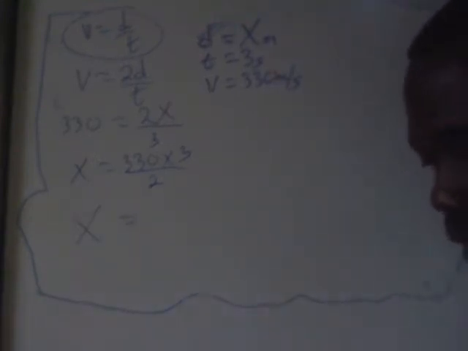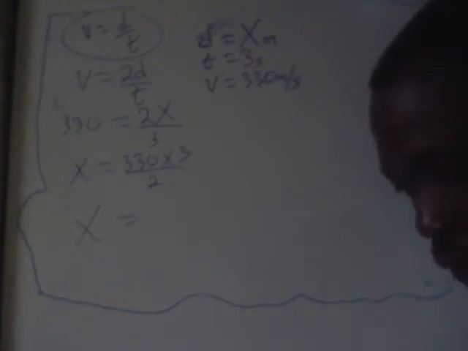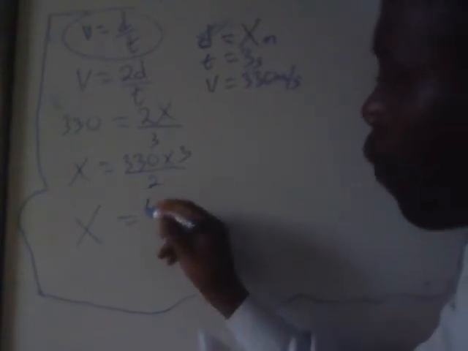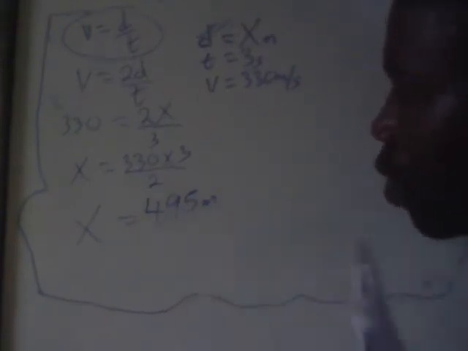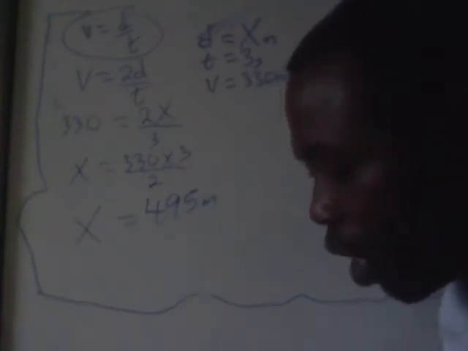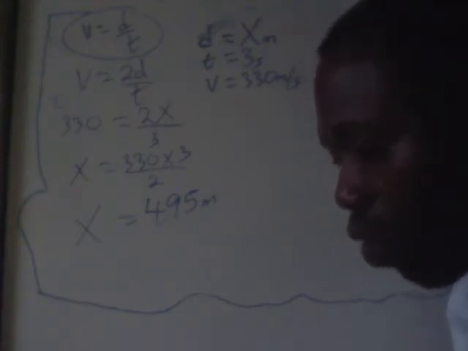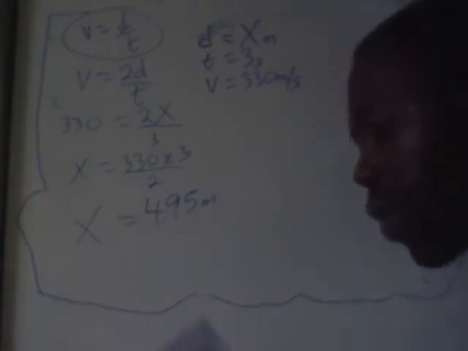So that's 330 times 3 divided by 2. That gives us 495 meters. Okay, look at the options. Option A 110, option B 333, option C 495, option D 520, option E 990. So the correct option is what? Option C, 495 meters. That's number 30.